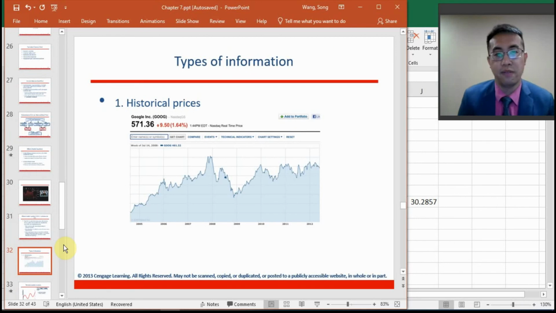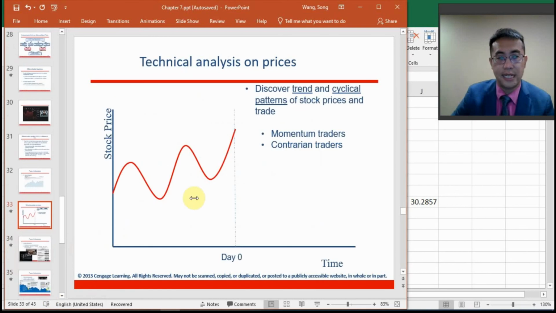Now let's look at what types of information all these smart traders use. One type of information is called historical prices. So you just look at the past performance of the stock. This is the price chart for Google. As you can see, the price level just fluctuates and the normal trend is going up. So if you look at stock prices, you would need to detect the trend and also the cyclical patterns.